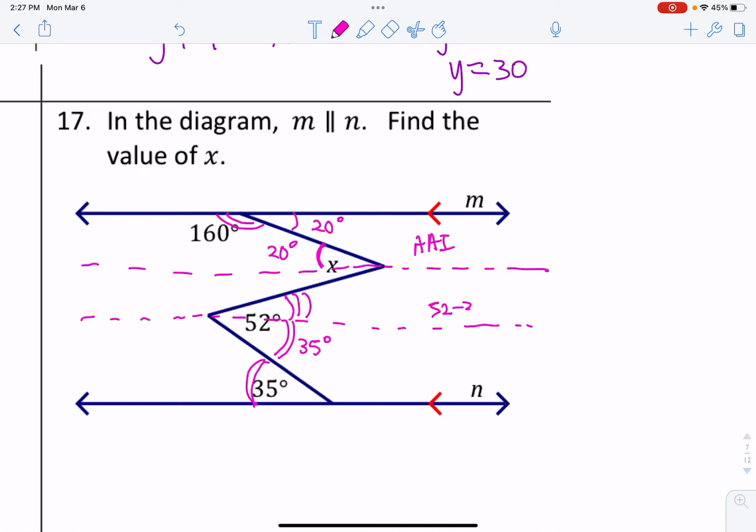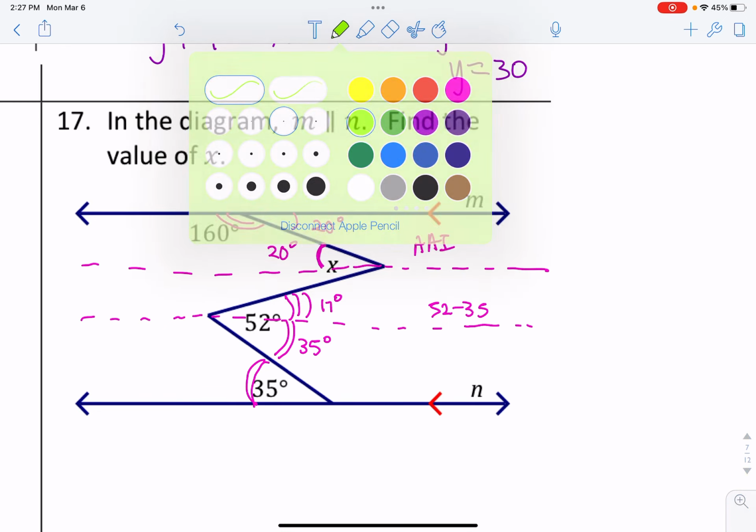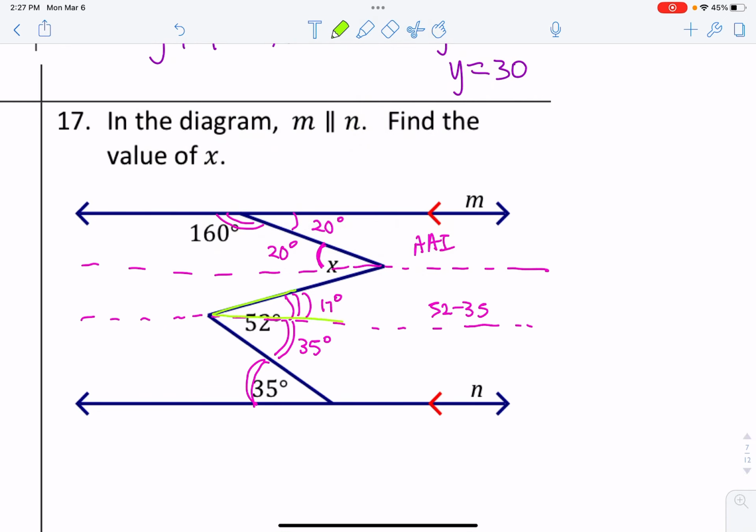And then these parts here will be 52 degrees minus 35, which means it's 17 degrees. So this portion is 17. Then I will change the color. This portion right here is 17. That means this portion right here is 17 because it's an alternate interior angle. There are multiple alternate interior angles. That causes the value of angle x to be the part up here, which is 20 degrees, plus the part of the bottom, which is 17. So in total it makes 37 degrees.